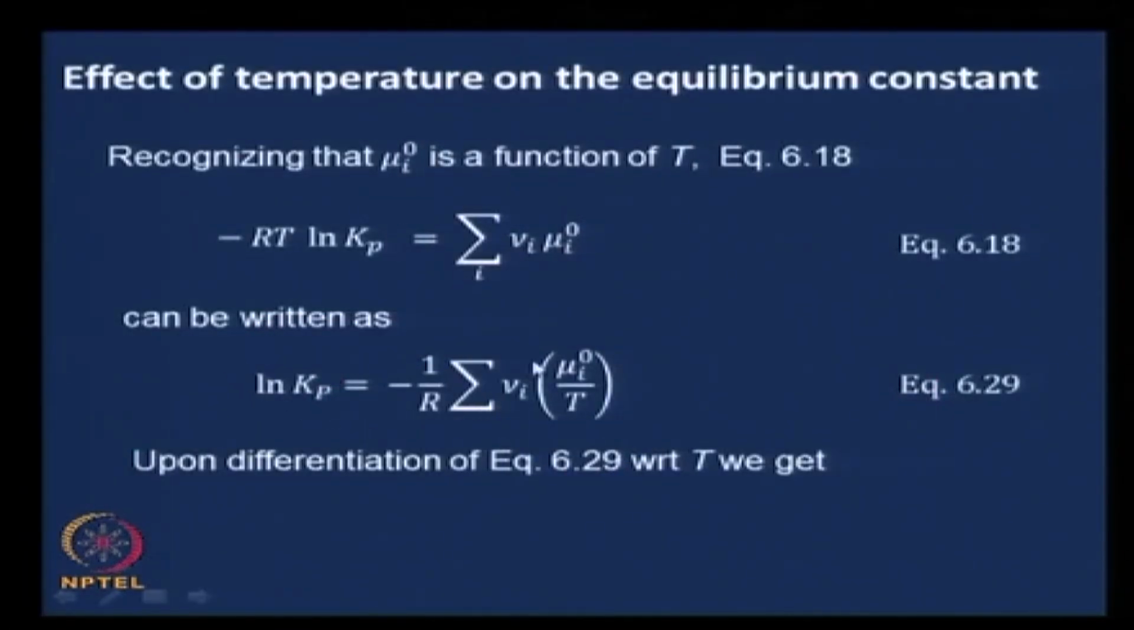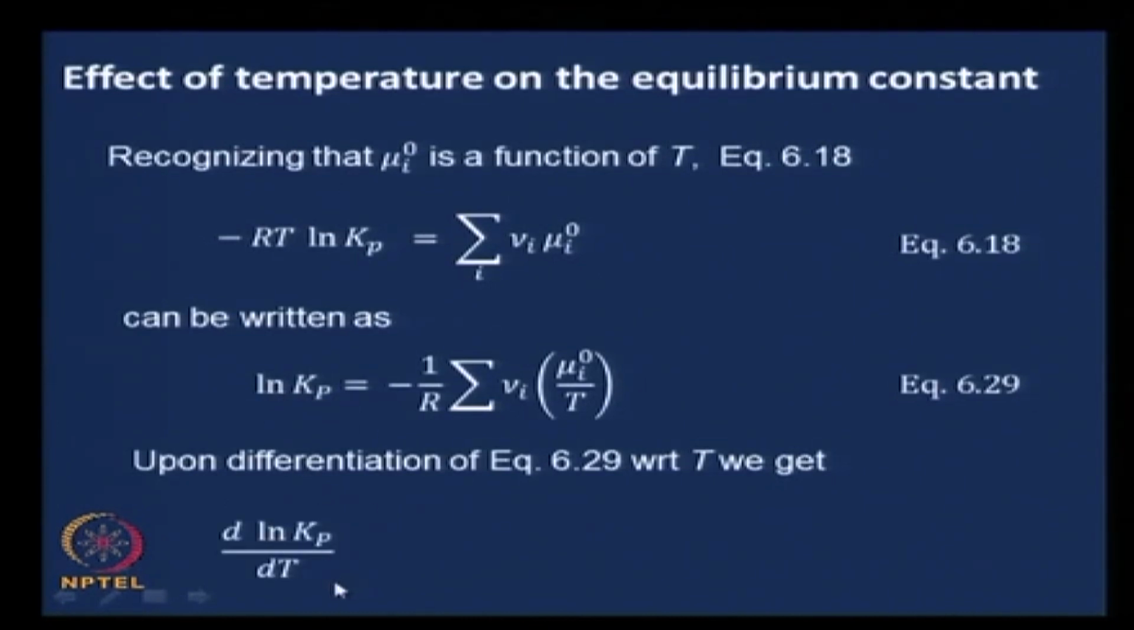This is why we did it. We are going to differentiate this expression, and when we differentiate, it is good to know the functionalities clearly, and that is why we had grouped it with μi⁰. μi⁰/T is inside the sum here, the product is νi μi⁰/T. If we differentiate equation 629 with respect to T, in fact that is what we are looking for, the effect of temperature on the equilibrium constant. The equilibrium constant that we have considered first is Kp.